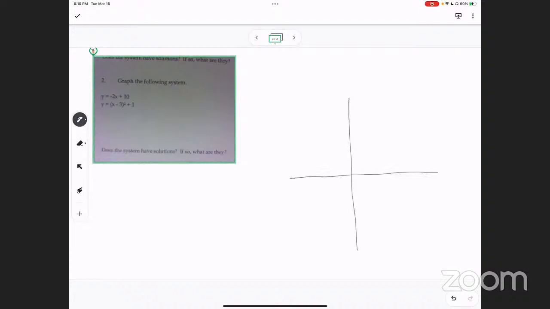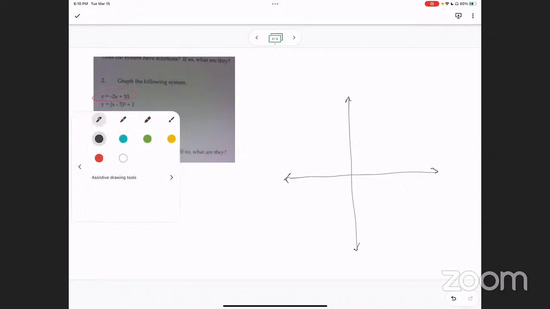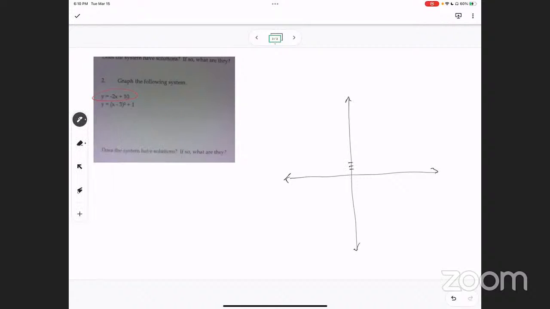What kind of equation is that first one? The first one's linear. Good. And what is the y-intercept? 10. Good. So there's my y-intercept. I'm going to plot that first, with a red point. And what do I do to find another point? From there, where do I go?